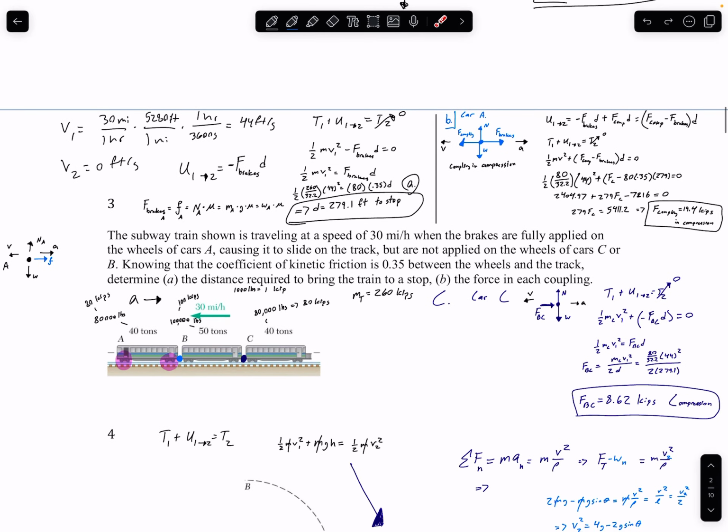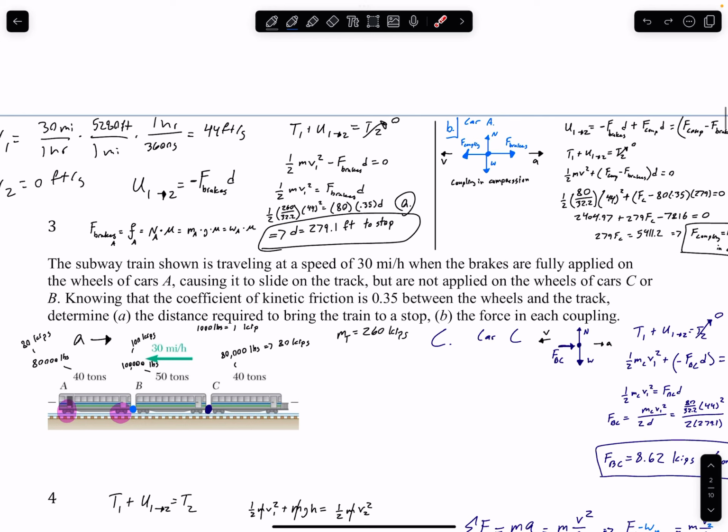Then we're doing another similar problem here. A subway train traveling at a speed of 30 miles an hour. Brakes are fully applied on the wheels of car A, causing it to slide on the track, and not applied on the wheels of cars B or C. Knowing that the coefficient of kinetic friction is 0.35 between the wheels and the track, determine the distance required to bring the train to a stop.